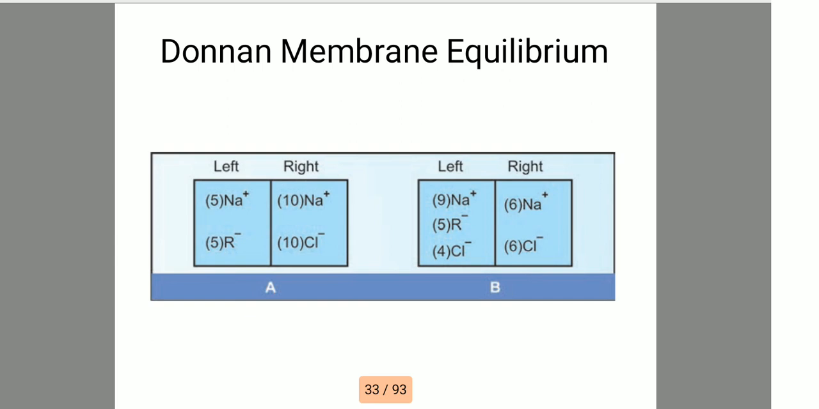According to Donnan's equilibrium, the products of diffusible electrolytes in both the compartments will be equal, so that Na into Cl on the left side is equal to Na into Cl on the right side. If we substitute the actual numbers of ions, the formula becomes Na 9 into Cl 4 on the left equal to 6 into 6 on the right.